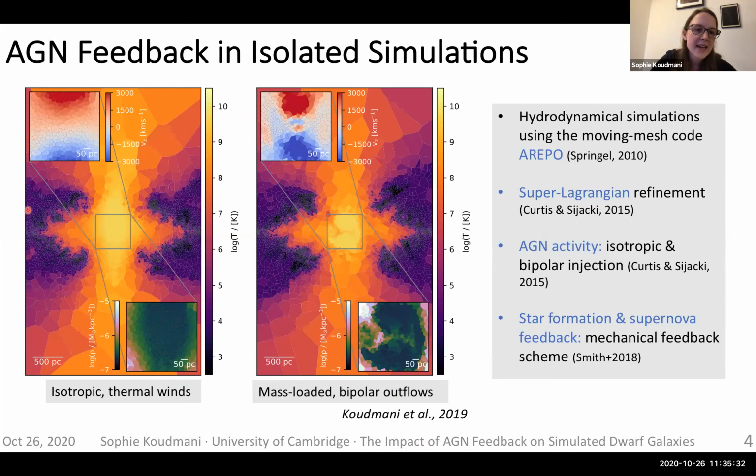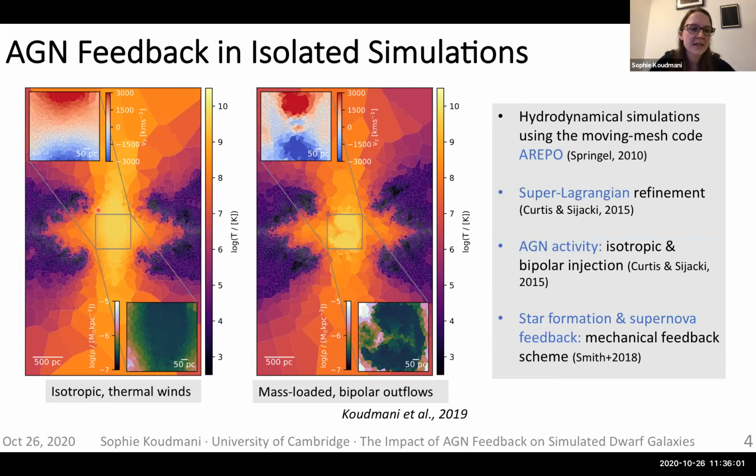So here in the center, we've got the disk in an edge on view. And then out of the disk, you can see these outflows emanating. And here in the central region of the disk, where the black hole lies, we use the super Lagrangian refinement technique to increase the gas mass resolution. And this increased resolution then allows us to study different modes of AGN injection.